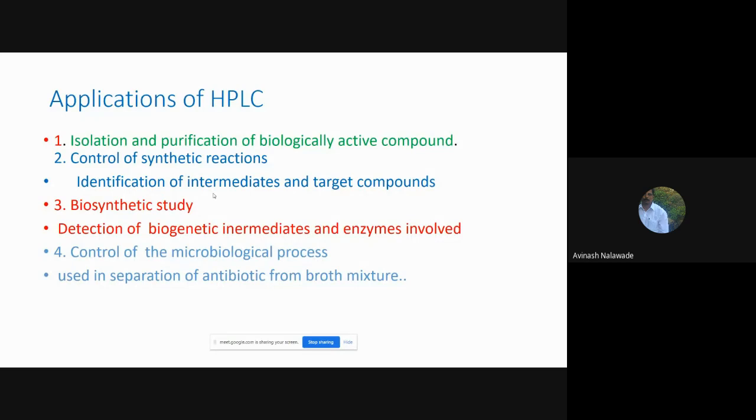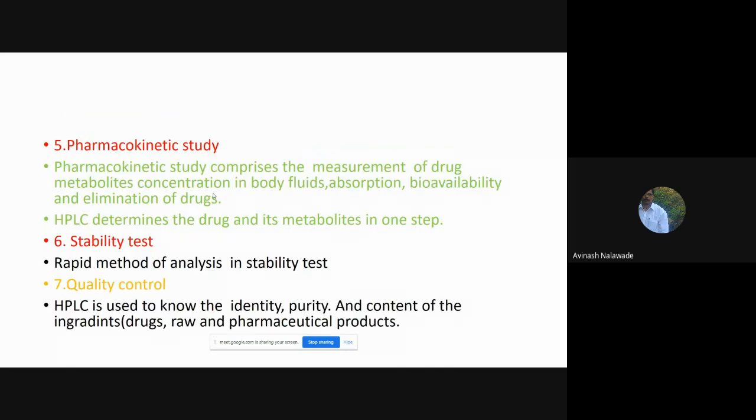And for the separation of the antibiotics from the broth mixture, we actually use HPLC. Okay. Then the most important point is we are also using HPLC in pharmacokinetic study. So pharmacokinetic study comprises the measurement of drug metabolite concentration in the body fluid, and absorption and bioavailability and elimination of the drug.